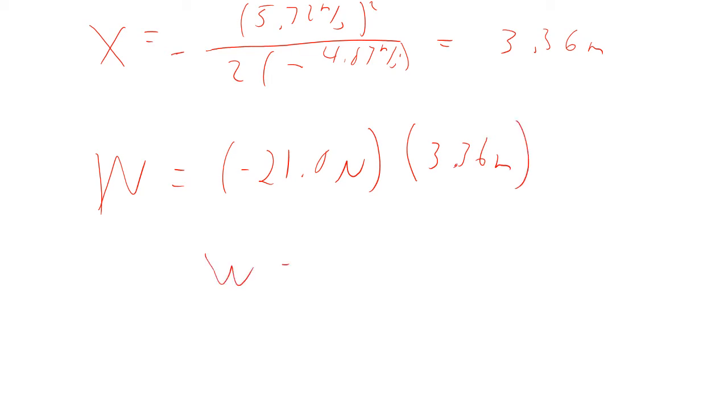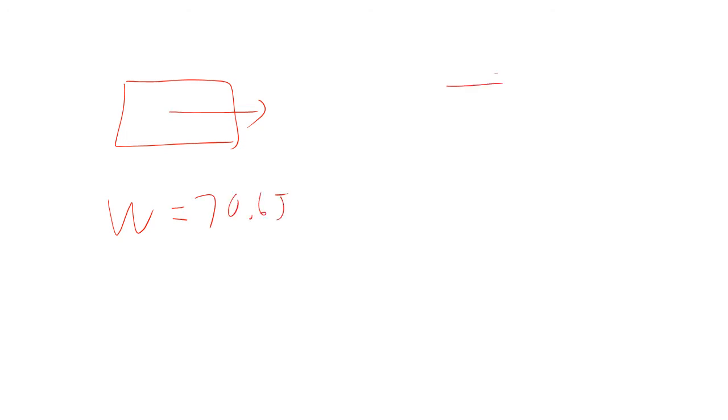So the work is a negative 70.6 joules. Okay, so we had this thing, we exerted a force on it, so we did a work of 70.6 joules to get it moving. And then as it's moving, we had to push on it, so we did a work of minus 70.6 joules to stop it. Okay, so starting and stopping, the work was plus and minus.